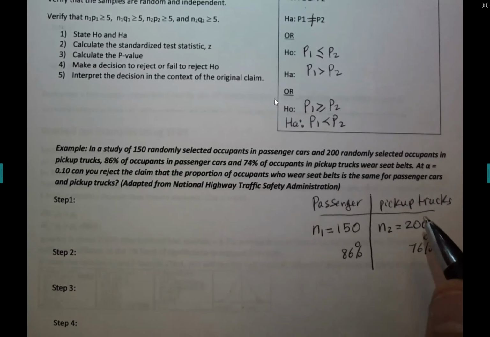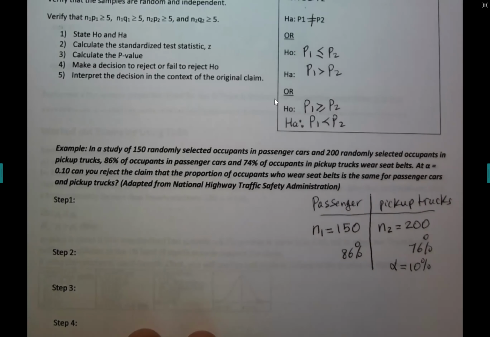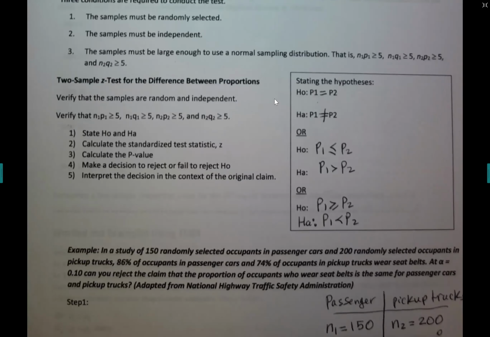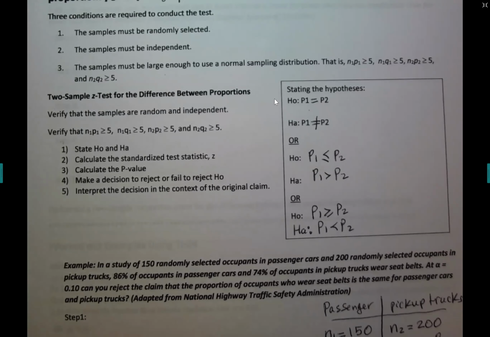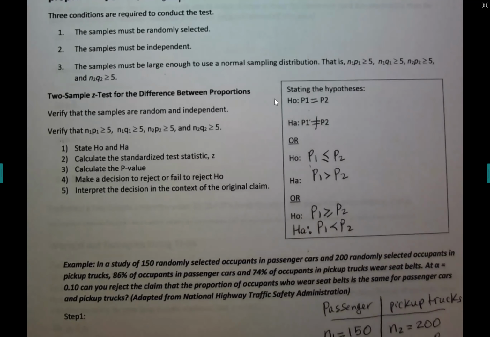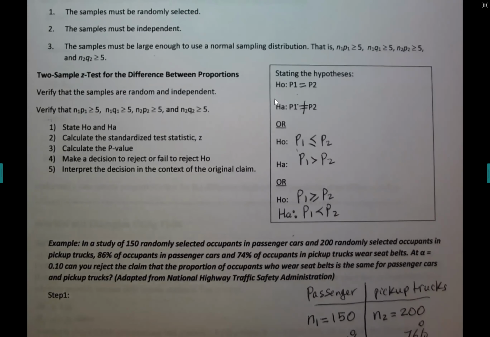At alpha equals 10%, or 0.10, can you reject the claim that the proportion of occupants who wear seat belts is the same for passenger cars and pickup trucks? So guys, here's the claim. Can you reject the claim that the proportion of occupants who wear seat belts is the same for pickup trucks and passenger cars? So can you tell me which one is it gonna be, first, second, or third? First. First, yes.